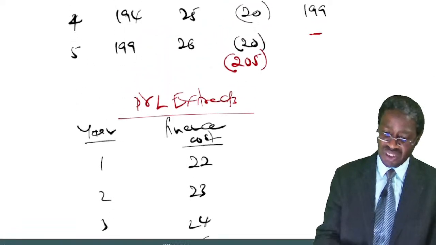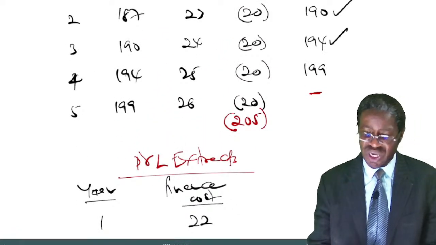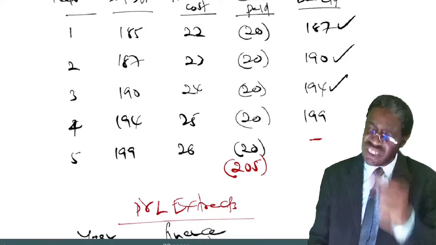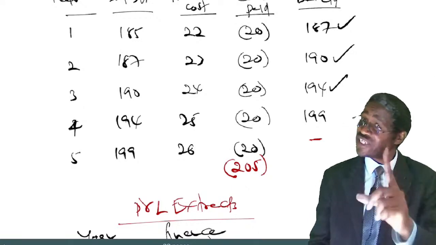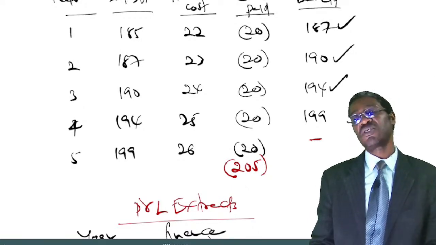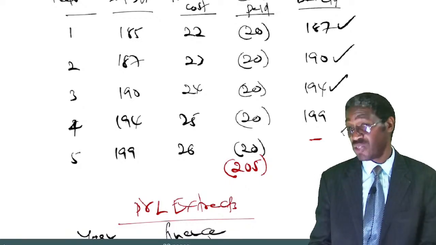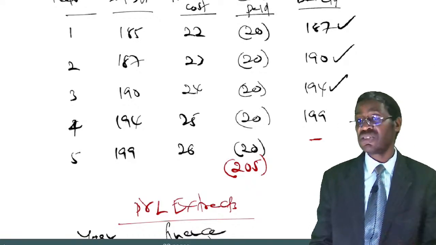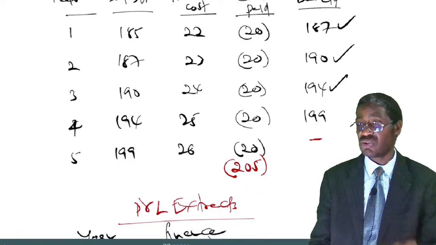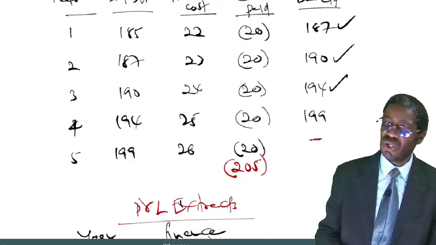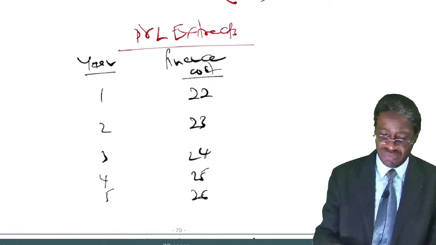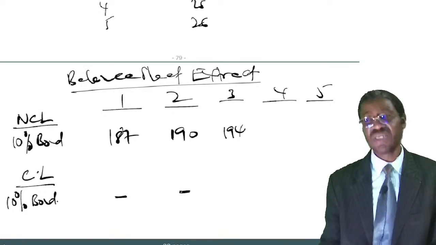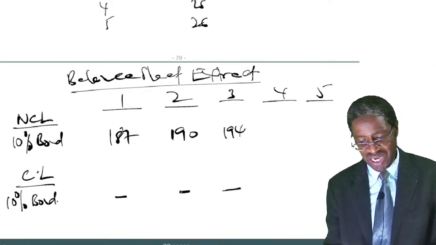3rd year, what are we carrying down? 3rd year, we are carrying down 194. Again, I ask myself, how many more years are still there for me to pay that 194? Don't forget, everything will be paid in the 5th year. So by end of year 3, I still have another 4th year and the 5th year. So I still have 2 more years to go. That means that 194 will be classified again as long-term by end of the 3rd year, meaning no current liability.